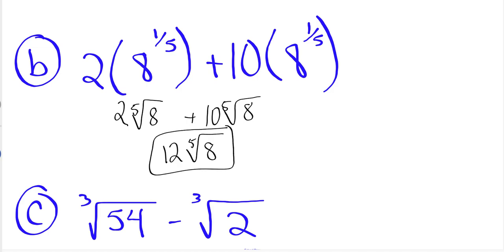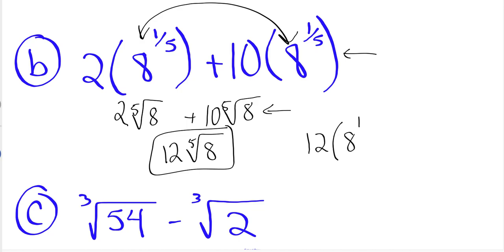Okay? If you didn't want to do this step, then you could have said to yourself here that those are both matching radicals. 8 to the 1/5 and 8 to the 1/5, those are both fifth roots of 8, which we could have this answer as well. Okay, so you could have 12 times 8 to the 1/5. All right, but I say this answer is a little bit cleaner. All right?